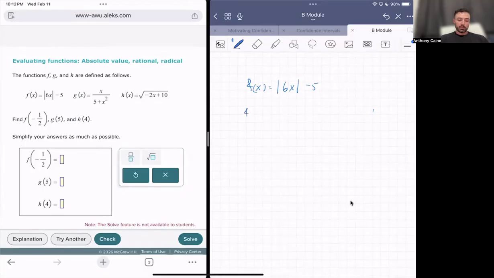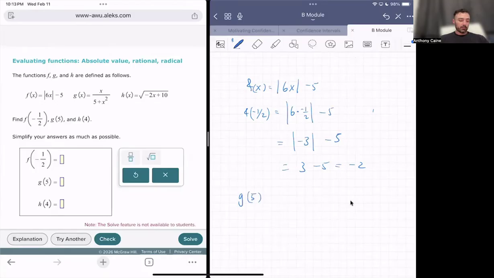Okay, so if I plug in a half, or sorry, if I plug in negative a half, then 6 times negative a half is -3. So I have -3, but I want the absolute value of that, -5. So this is +3 minus 5. This is -2. Okay, so that's what f of -1/2 is. It's -2.